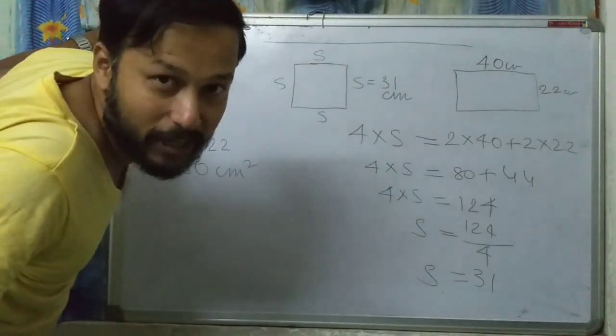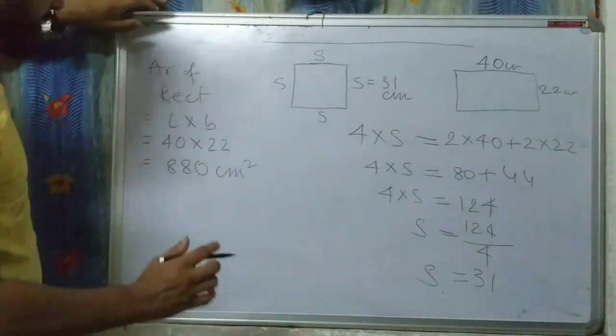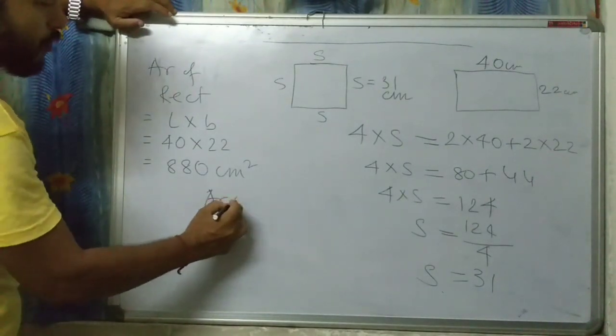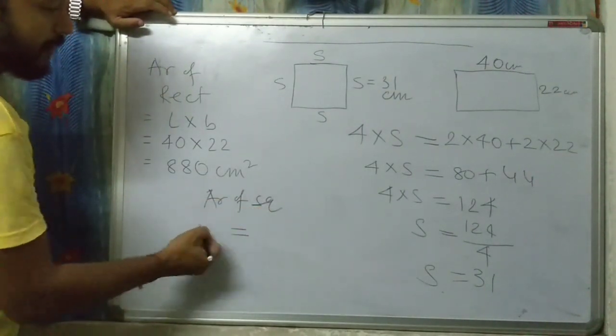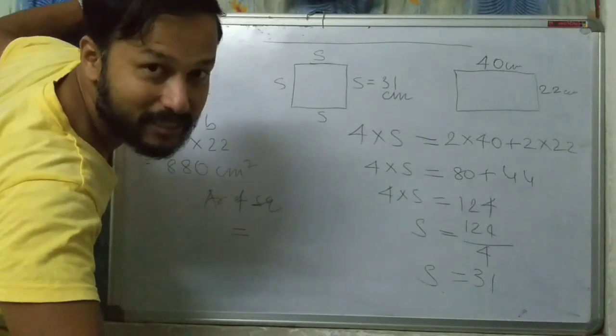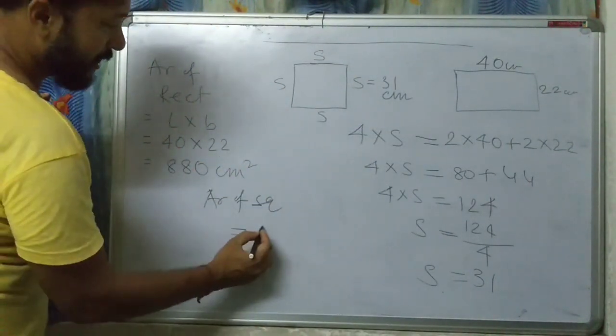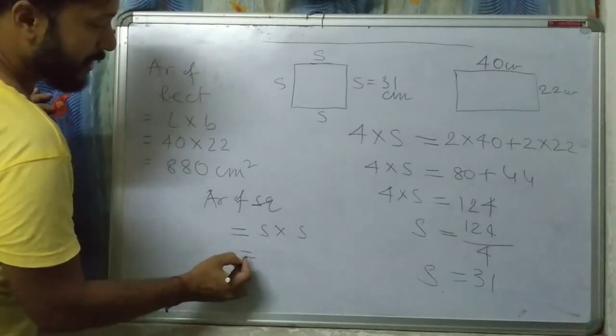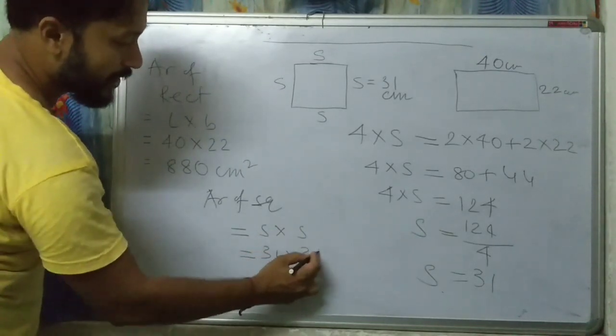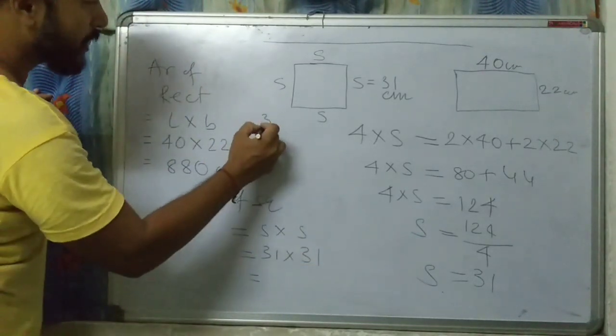Now what is the area of the square? Let's find it. Area of square, what is the formula? Side into side. That is 31 into 31. Let's see what is 31 into 31.